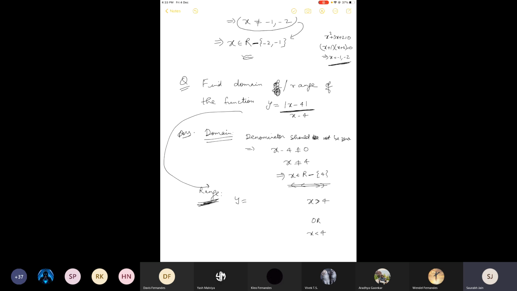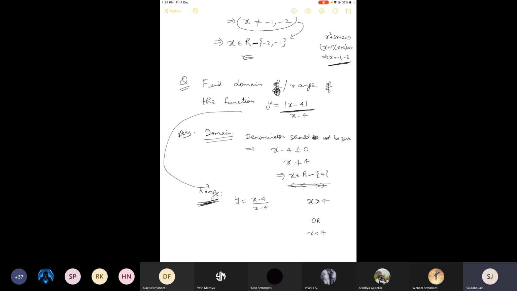We have already discussed these things in modulus in the quadratic equation chapter. If x is greater than 4, that means x minus 4 is a positive value, and if it is a positive value, there is no need to write a modulus sign. As a result, the same terms appear in numerator and denominator, that's why the value will be 1.